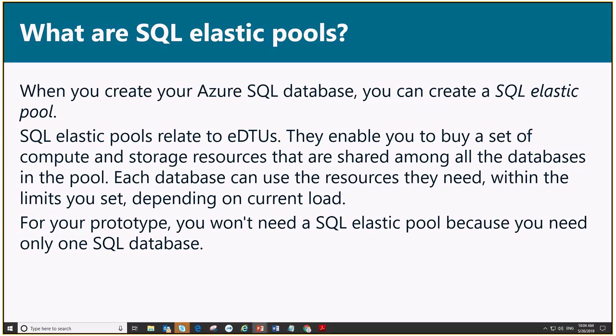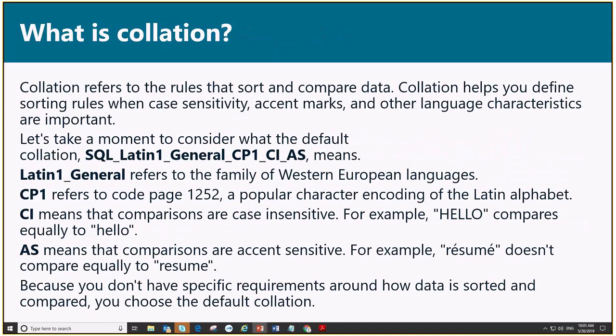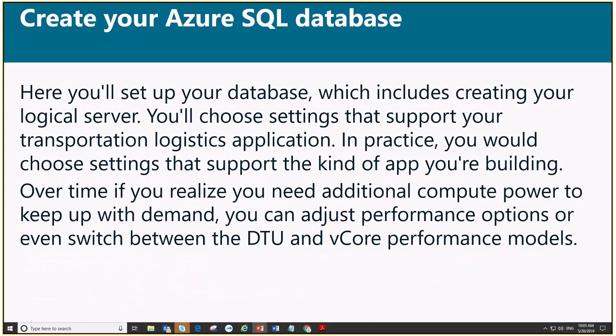We had created the SQL Elastic pool. What's an Elastic pool? An Elastic pool is sharing resources among the databases. We had assigned the databases into the Elastic pool. So we did that. Collation, we talked about that. What collation is for different languages. We're talking about case insensitive, we're talking about accent sensitive, all that.